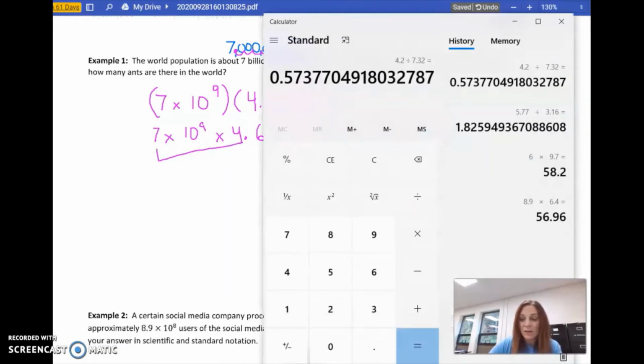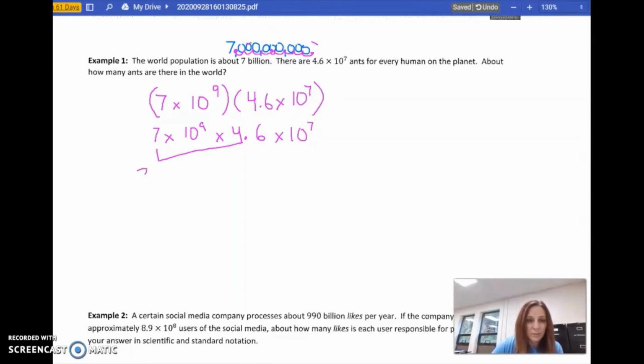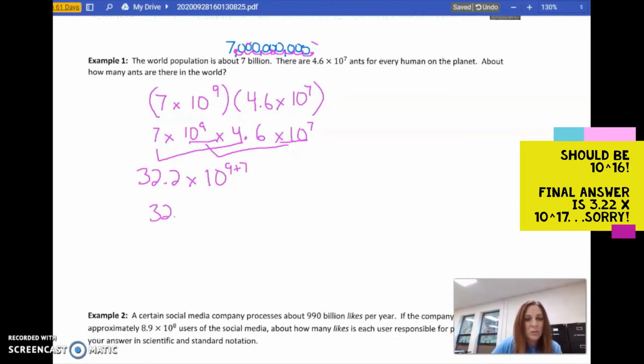So I'll go 7 times 4.6, and that's 32.2, times, and then I'm going to multiply my powers of 10 together. Same base multiplying, I'm going to add their exponents, and that becomes 9 plus 7. All right, so this is 32.2 times 10 to the 16th. Again, before you finish up the problem, double check to make sure it's in scientific notation. Your homework says write your answer in scientific notation.